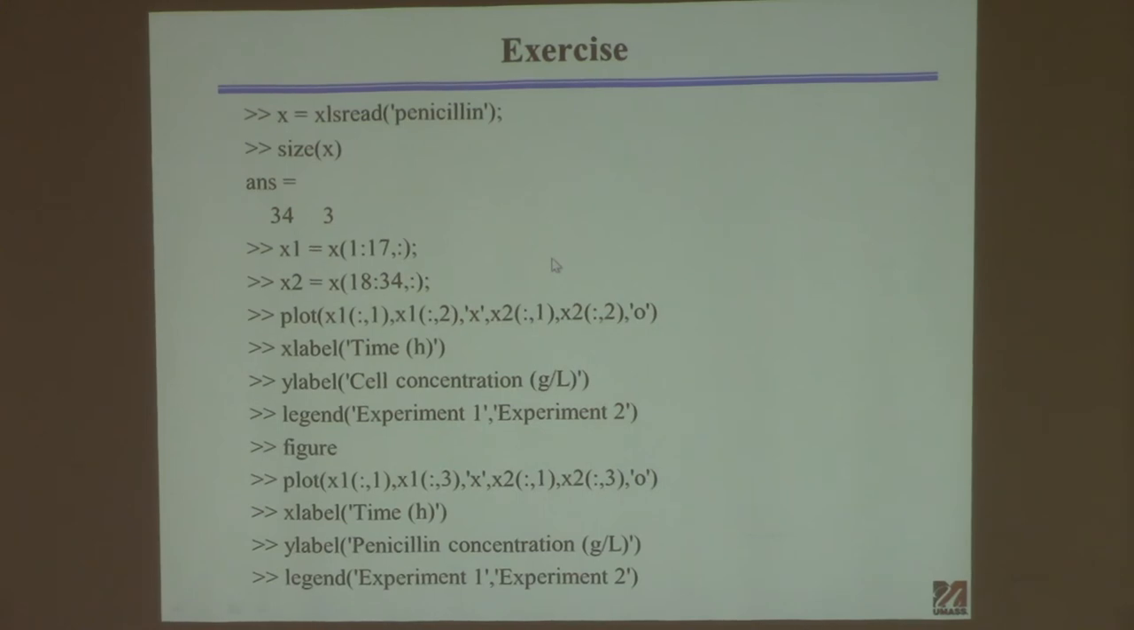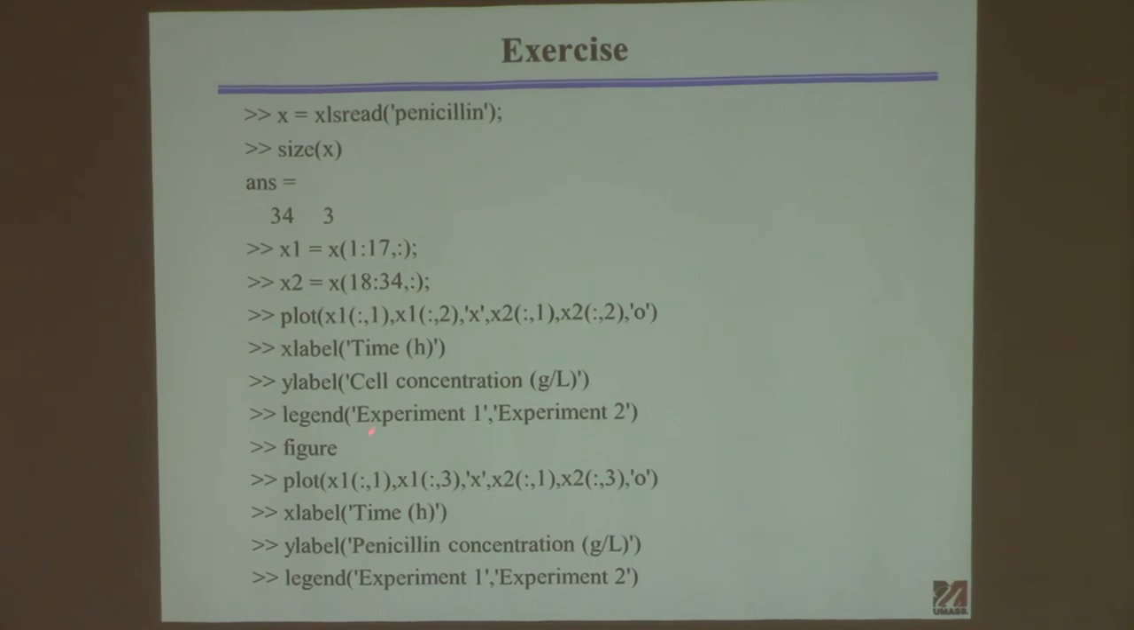So once you have the two things separated, where's my little pointer? So all the data for the first experiment is in this matrix called x1, for the second experiment in x2, then this command does what? Well, it says, please plot for the first experiment time, that's time, this is the cell concentration. Put a symbol x there for that, okay? And then do the same thing for the second experiment and call that a circle. That way you can tell the difference between the two data sets. Otherwise, they all look the same, okay? And then I label it, big deal.